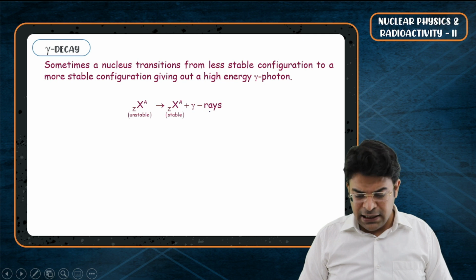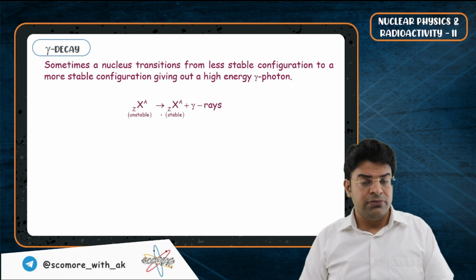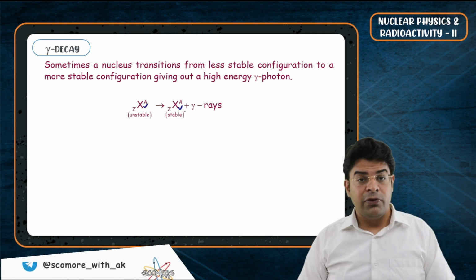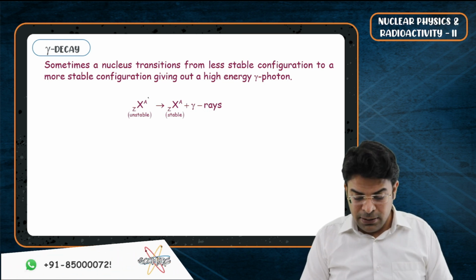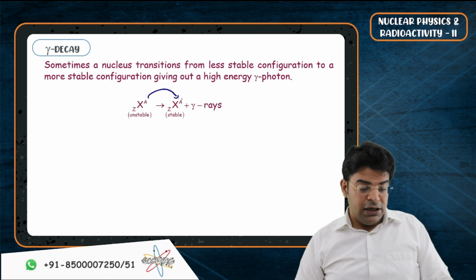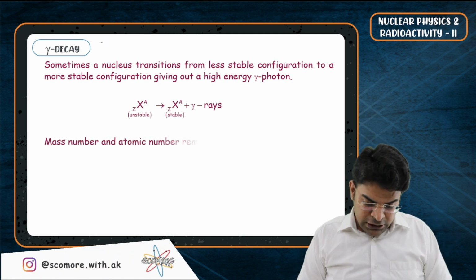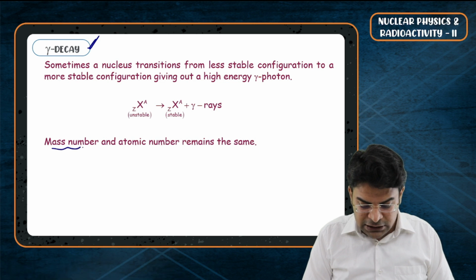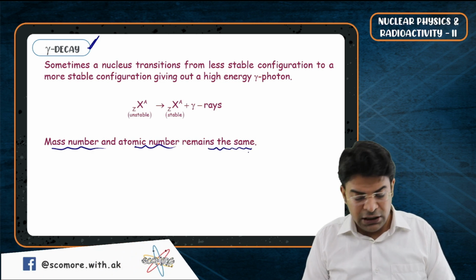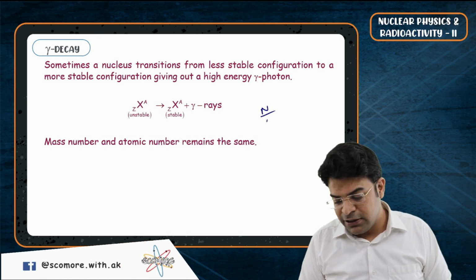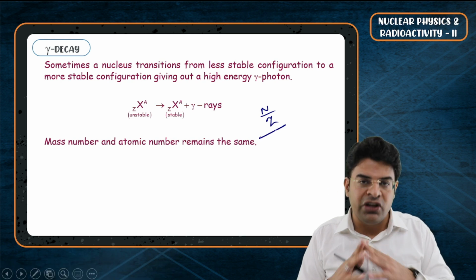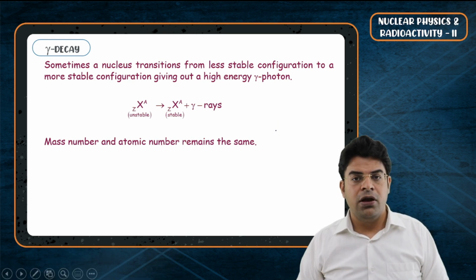Now do understand that since the number of protons hasn't changed, the symbol will be the same, it represents the same nucleus, and the mass number also remains the same. Personally, I like gamma decay the most because here nothing changes. So to understand, in case of gamma decay, the mass number and atomic number remain the same. What happens to the N by Z ratio? That also remains the same. Nothing has changed here. Okay.